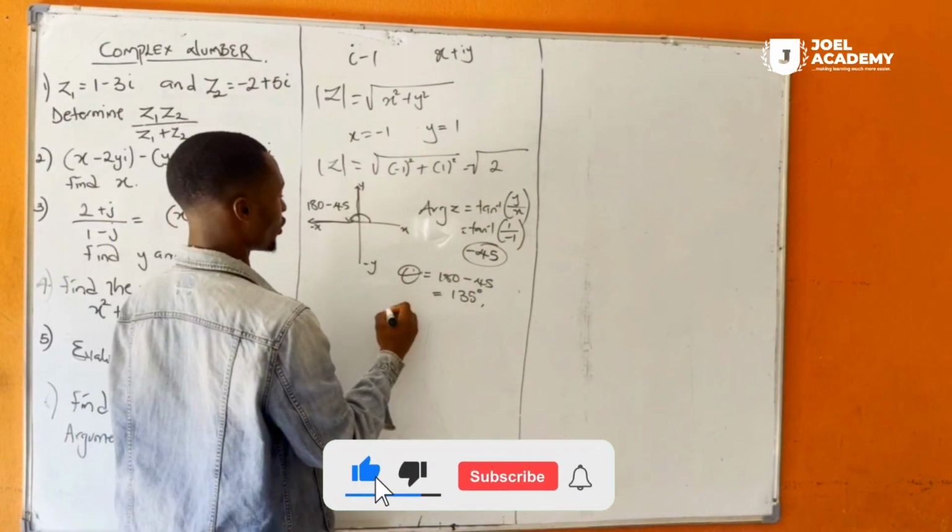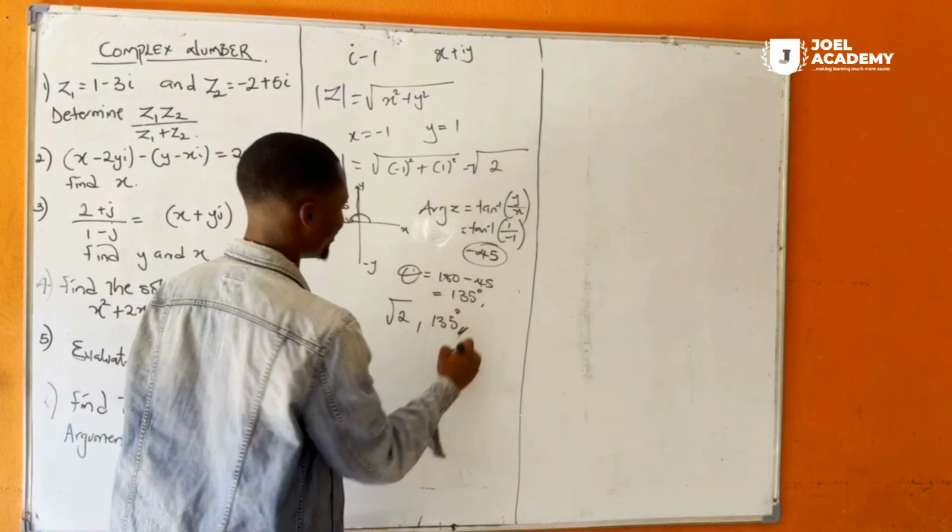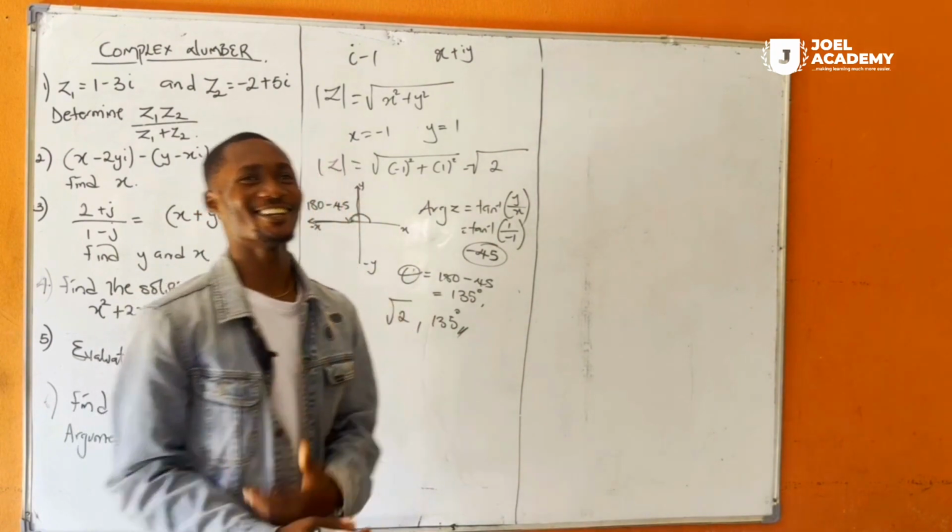So that means the sum of this will be 135 degrees. Thank you. So now Joe Academy, your turn.